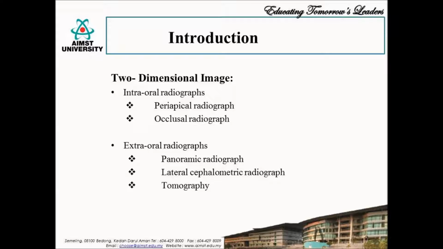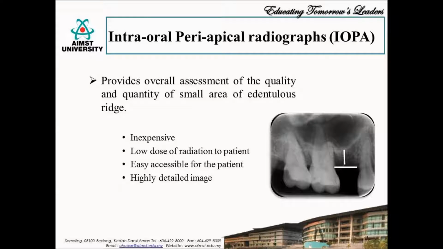These two-dimensional images can be categorized, according to our convenience, into intraoral radiographs and extraoral radiographs. Intraoral radiographs include periapical radiographs and occlusal radiographs, whereas extraoral radiographs include panoramic radiograph, lateral cephalometric radiograph, and conventional tomography. In intraoral projections, the image receptor is placed intraorally and direct exposure to the image receptor takes place. Here, we shall discuss the periapical projections.